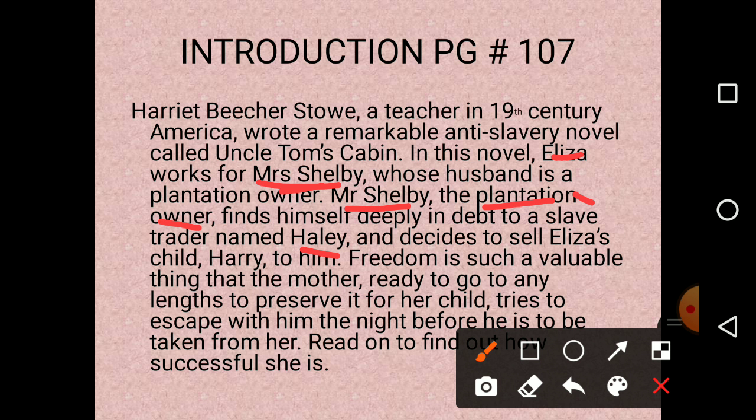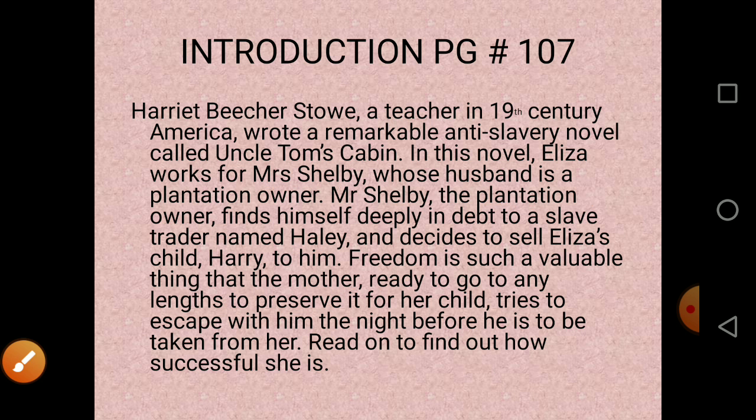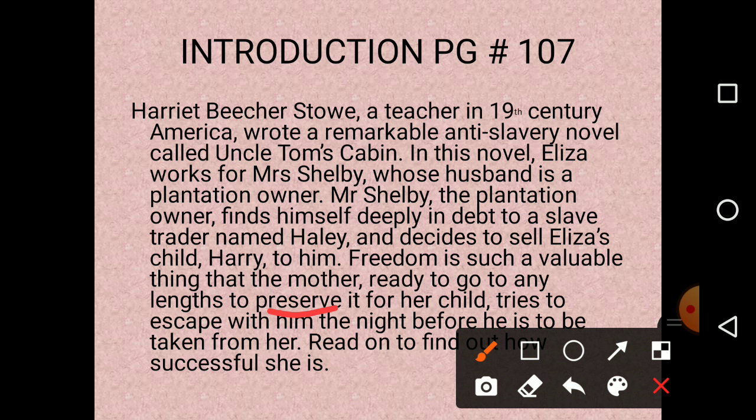Now freedom, obviously azadi, is such a valuable thing that the mother Eliza is ready to go to any length to preserve it for her child. She does not want her child Harry to be a slave. She is trying to save her child from becoming a slave, and she is going to do anything to save him. Preserve means save the child from becoming a slave. Okay? Go to any length, it's a way of writing. Go to any length means do anything.